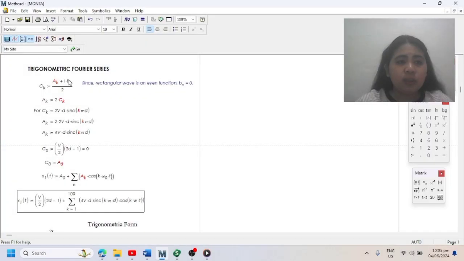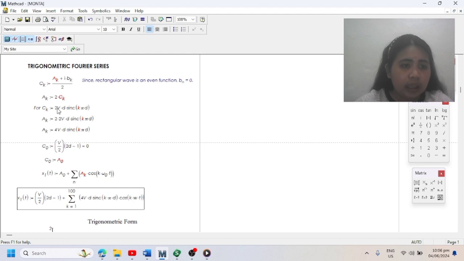For the trigonometric Fourier series, we'll first compute the trigonometric Fourier series. So the given is Ck is equal to Ak plus j times Vk over 2. So Ck, Ak, and Vk are the coefficients of the Fourier series. Ak is equal to 2 times Ck. So since the rectangular wave is an even function, Vn or Vk is equal to 0. So for the Ck, we have 2V times this sinc k pi d.